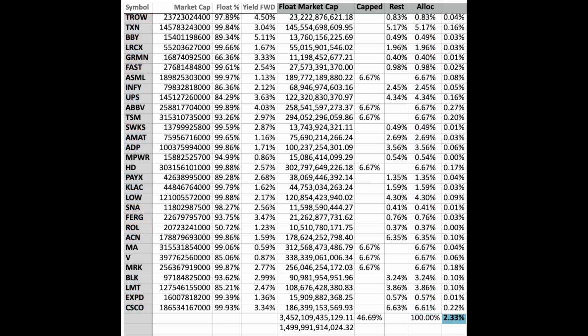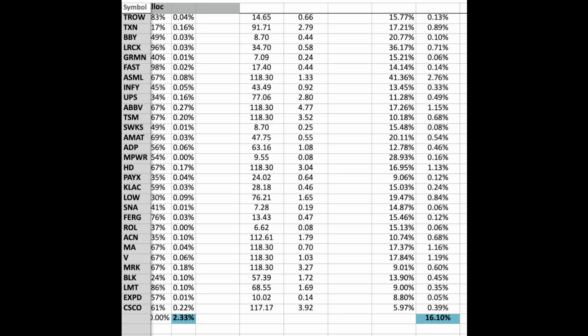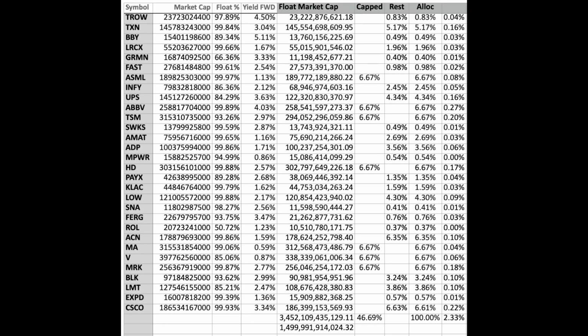The starting dividend yield for this portfolio at the end of October was projected to be right around 2.33%, with the 5-year dividend growth rate being 16.1%. The next step was to actually implement this portfolio with real money, and I decided to use my small traditional IRA account to do just that.